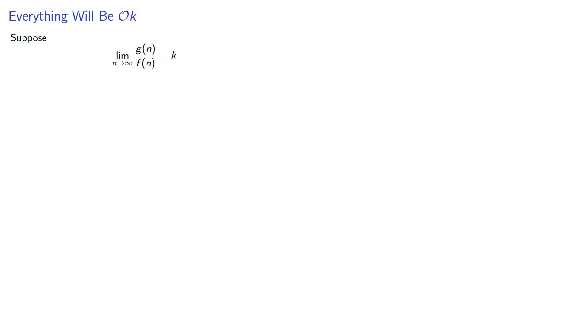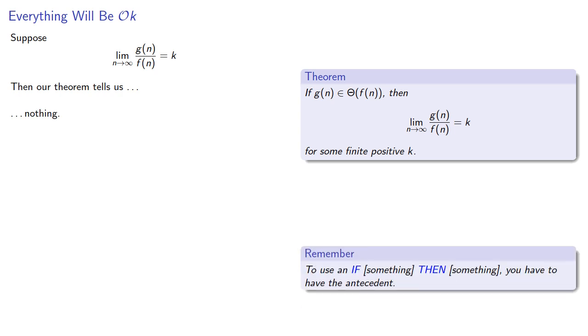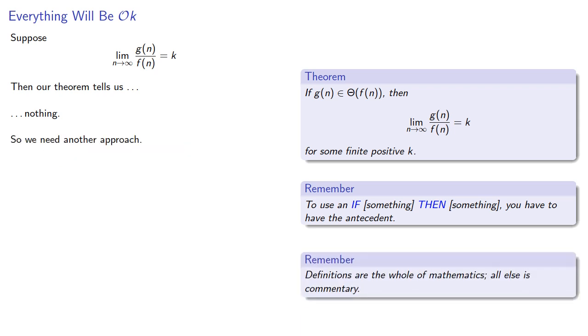Now, suppose the limit is some positive real number k. Then our theorem tells us absolutely nothing. Remember, to use an if-then statement, you have to have the antecedent. In other words, we have to know that g of n is order f of n. So we need another approach. And for that, remember, definitions are the whole of mathematics. All else is commentary.